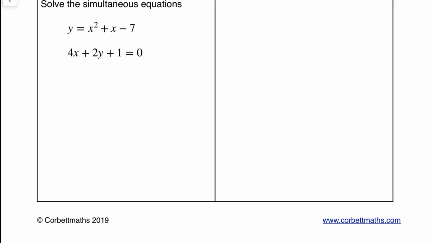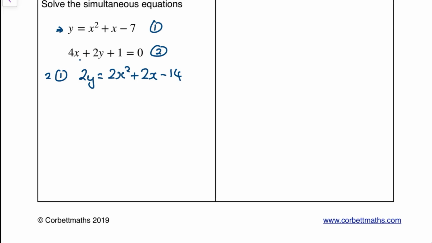Well, there's a few of these this month, isn't there? Right, I'm going to do my usual. Let's label that 1 and let's label that 2. Now, because I've got a y equals here, I'm going to rearrange this one. So actually, no, I'm going to do something different. What I'm going to do is write down 2 times 1, which is going to be 2y is equal to 2x squared plus 2x minus 14.